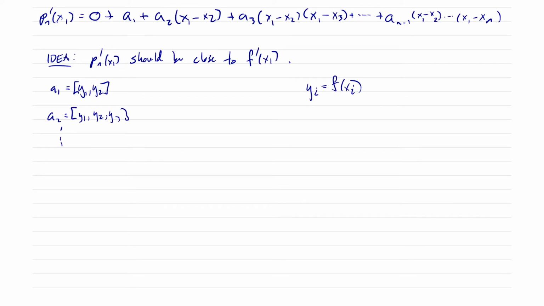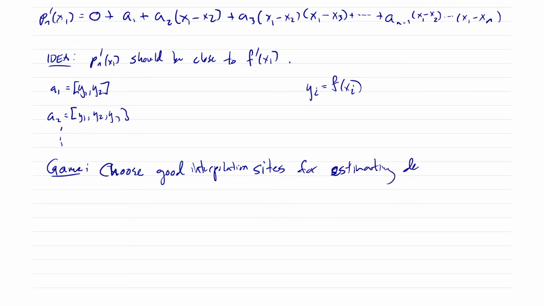So now the game is to choose good interpolation points, say sites, for estimating derivatives. Right. Okay. So why don't we go ahead and do that, and then we'll come back and talk about the remainder formula and how it's all going to play into it.